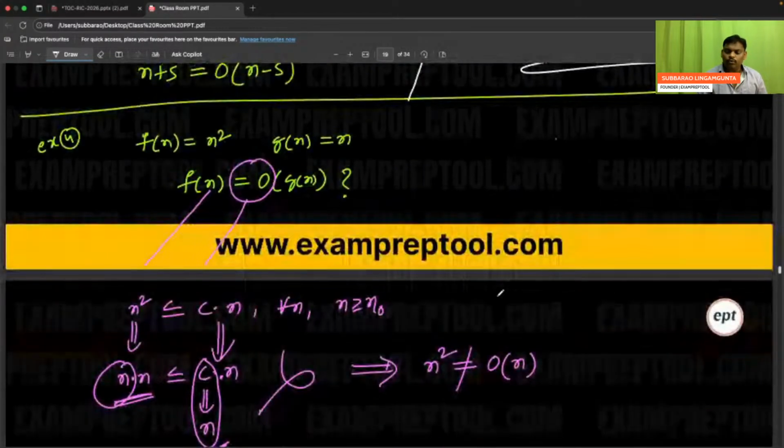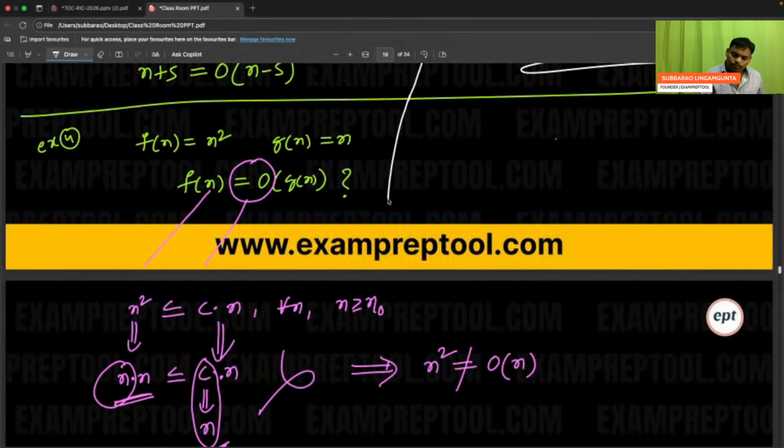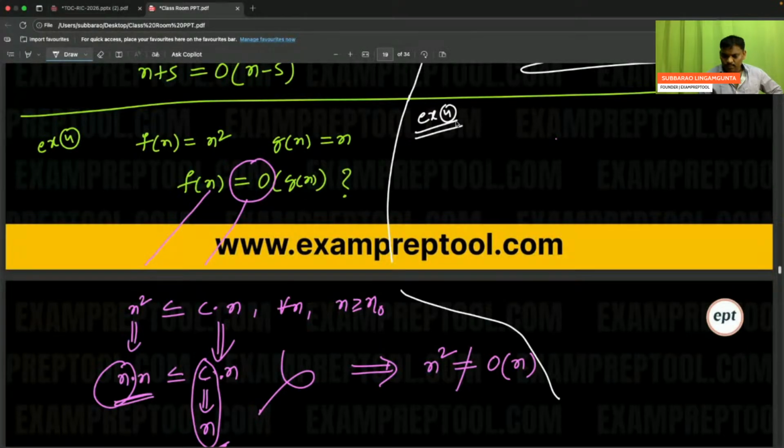Now I will do the fourth example for omega notation. Please be careful: I'm not giving this one, it is some other example I'm writing. Omega notation, fourth example. Everyone understand? Can you see this?